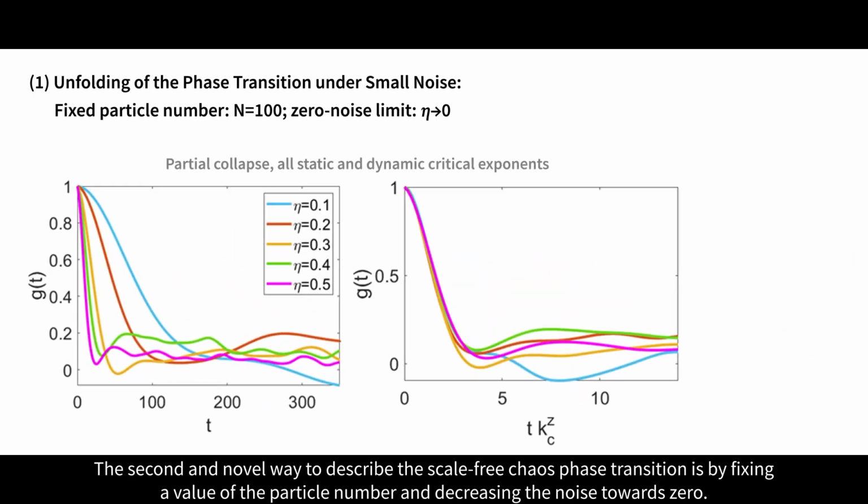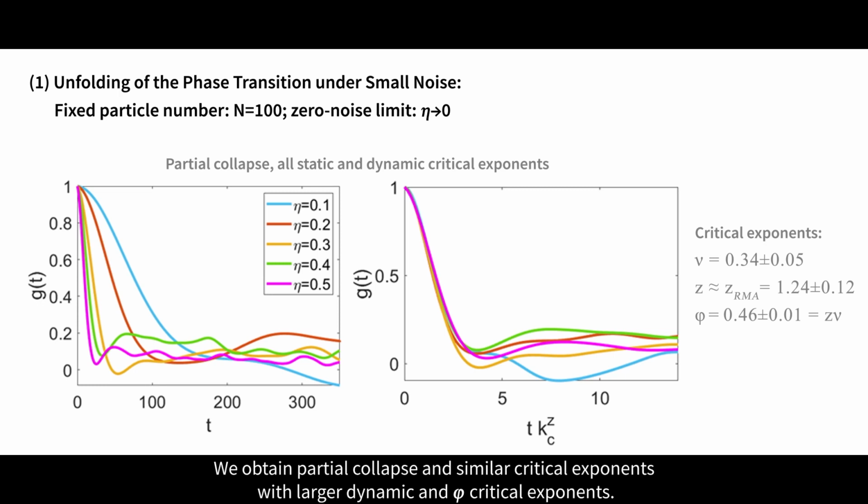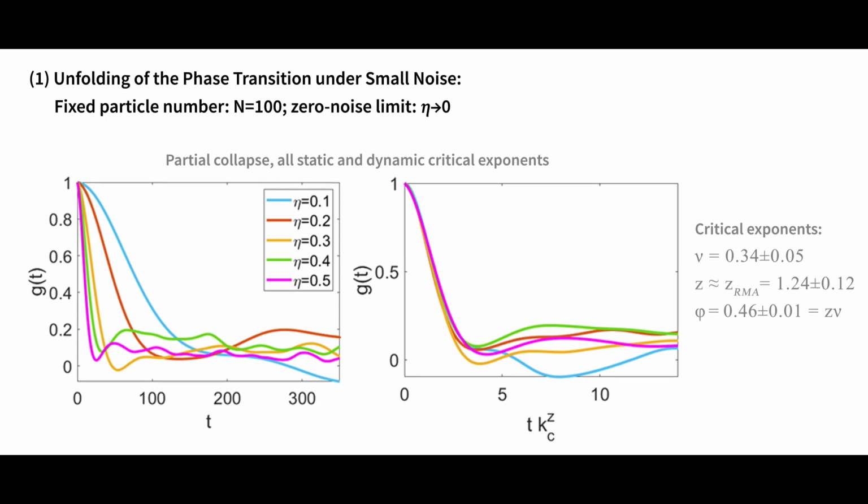The second and novel way to describe the scale-free chaos phase transition is by fixing a value of the particle number and decreasing the noise towards zero. We find power laws in the noise and the critical line ends at the origin of the phase diagram, beta, eta. We obtain partial collapse and similar critical exponents with larger dynamic and phi critical exponents.